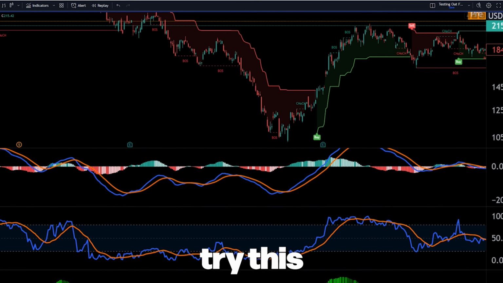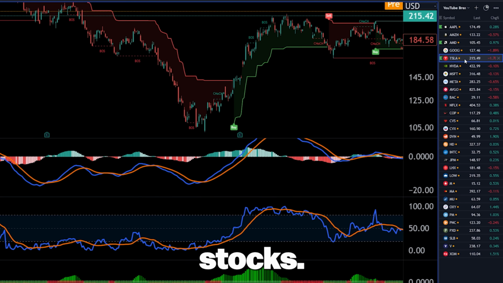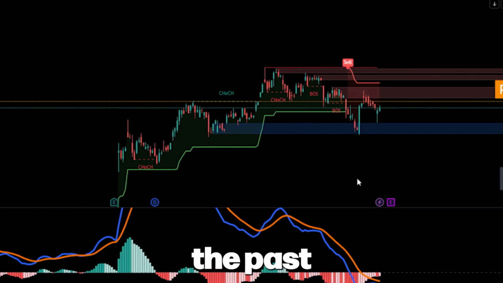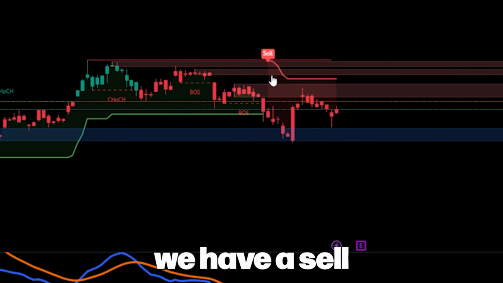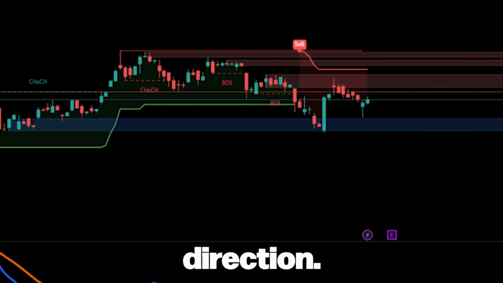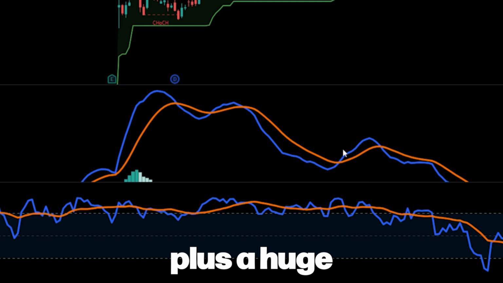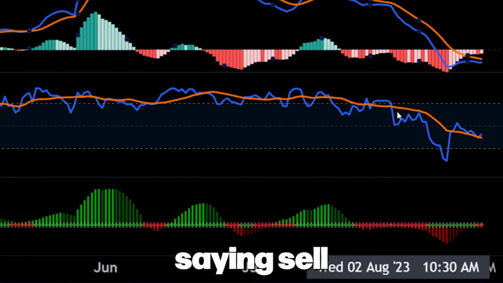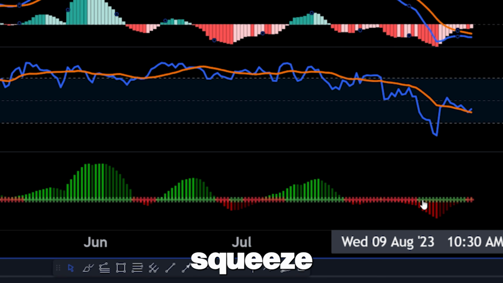You can always try this on different time frames or different stocks. I love trading this with Tesla, but maybe let's say I want to go over here to Nvidia and I move over right here. Nvidia has been crazy over the past few weeks, as you know. We have a sell signal. If I go over here, we also have a change of character in the red direction. We have the MACD over here, plus a huge divergence. On top of that, guess what? We have the stochastic saying sell, and we have just started to squeeze here over the past few days.